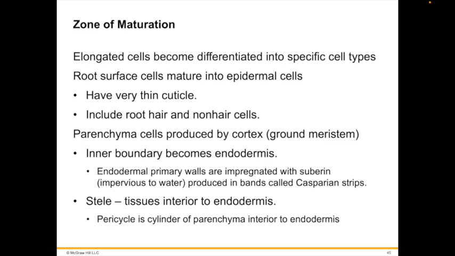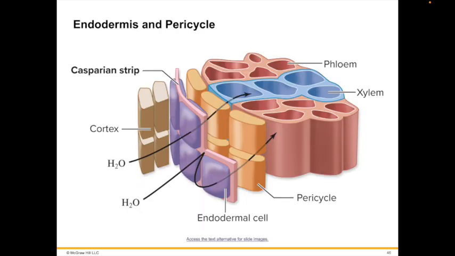Endodermal primary cell walls are impregnated with suberin, a fatty substance that is impervious to water. Yes, it's waterproof. And the suberin is produced in bands called the Casparian strips that surround each adjacent endodermal cell wall perpendicular to the root's surface. These strips block transport between cells.